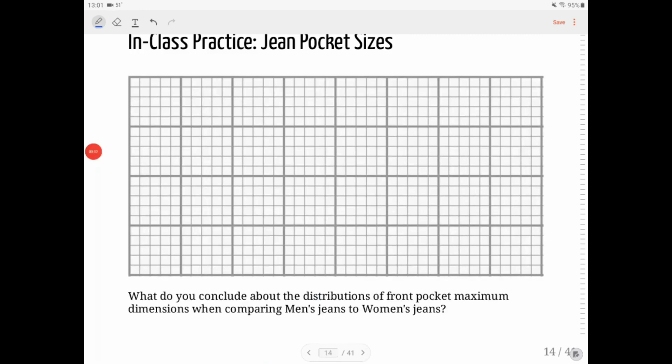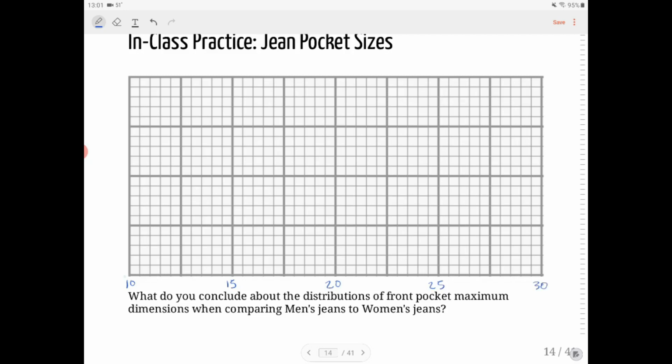All right, so now it's time to actually draw the box plots. And the first thing that we have to do is figure out what our scale is going to mean. So we've got 8 boxes here. We have to span basically from 10 to 30. So what I decided to do was to make every 2 boxes equal 5 centimeters. So start at 10, make this 15, 20, 25, and 30.